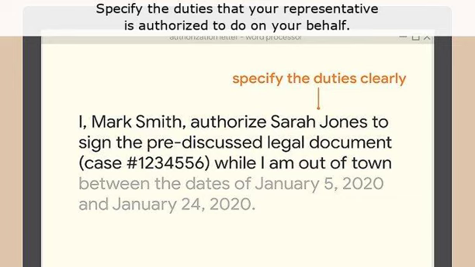Step 3. Specify the duties that your representative is authorized to do on your behalf. Make sure your authorization letter is concise and precise. You need to give specific details about the authorization you are granting. For example, your representative can authorize a medical procedure, sign legal documents in your absence, or withdraw funds from your bank. For example, start out the authorization letter with, "I, insert your full name, hereby authorize, insert proxy's full name, to release to, insert the organization that will receive your medical records, the following medical information from my personal medical records. List the medical information here."